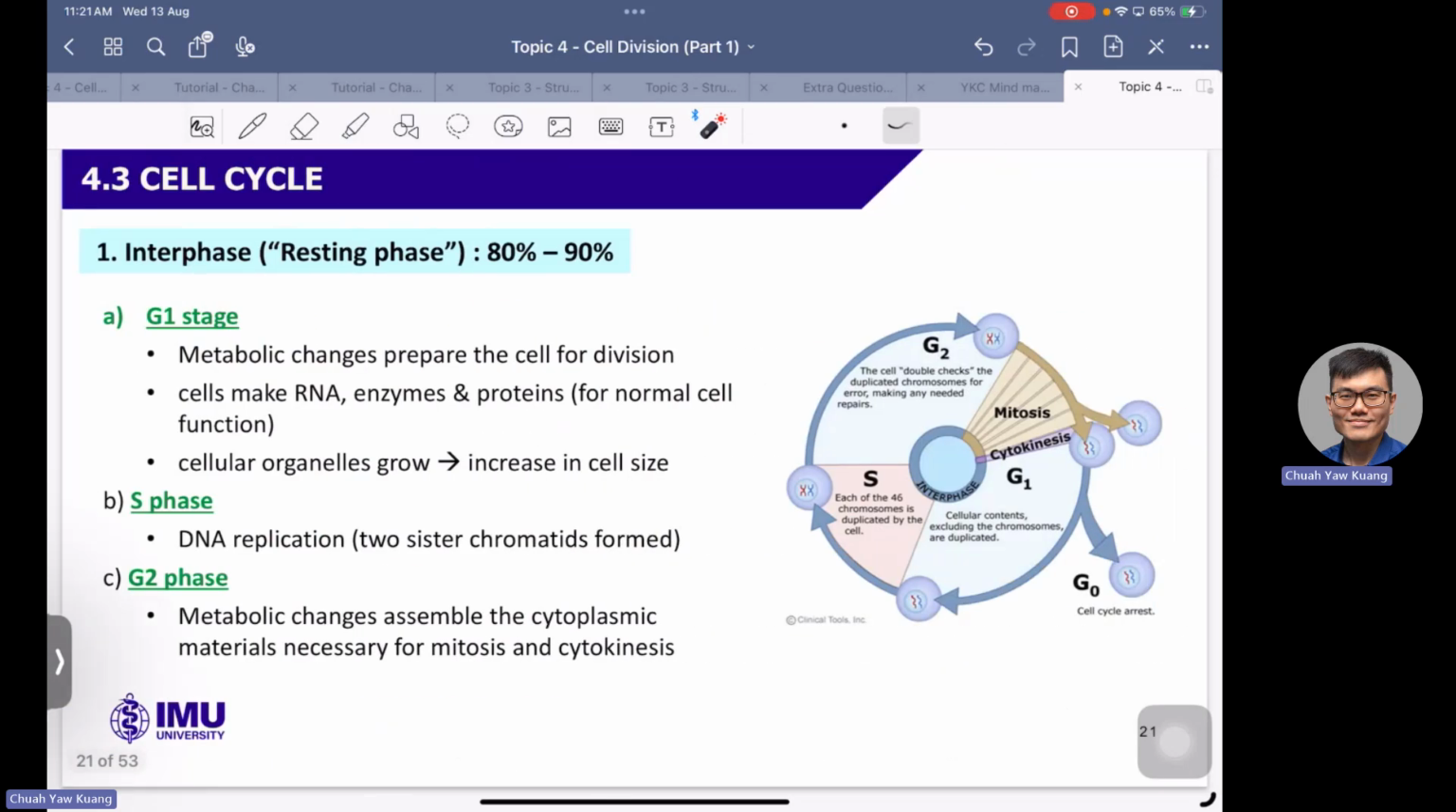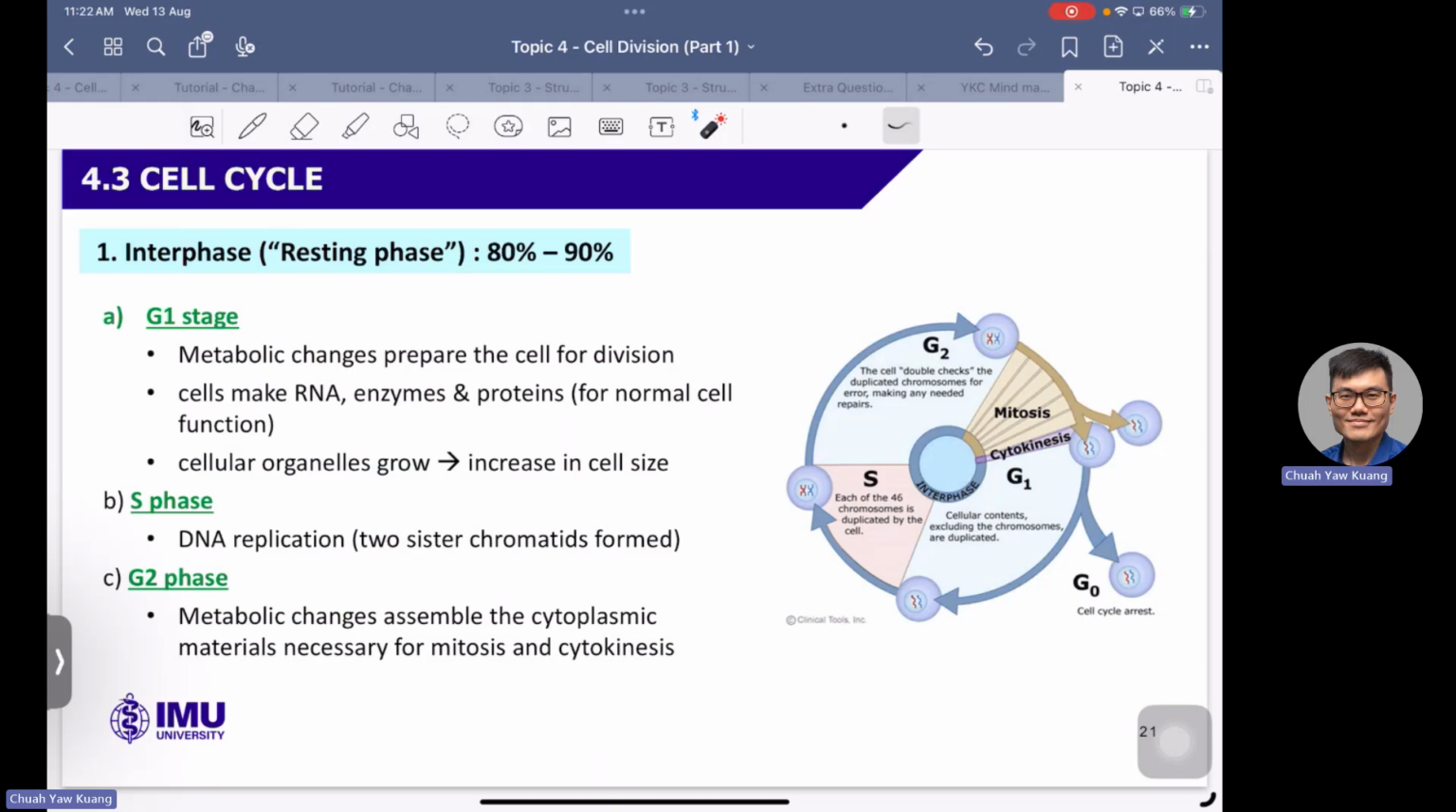These three phases, G1, S, and G2, collectively we call the interphase. Interphase takes a lot of time. It takes around 80 to 90% of the whole cell cycle, while mitosis or meiosis only takes about 10 to 20% of the time.